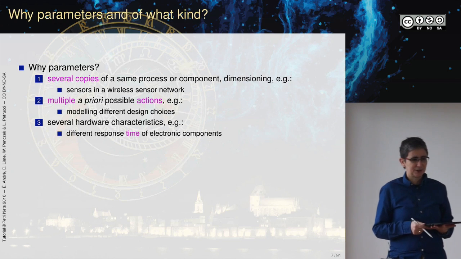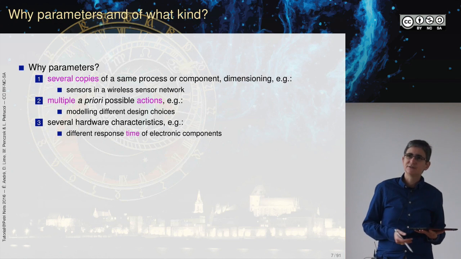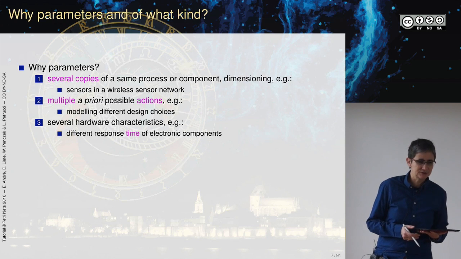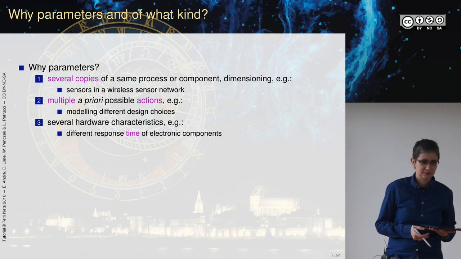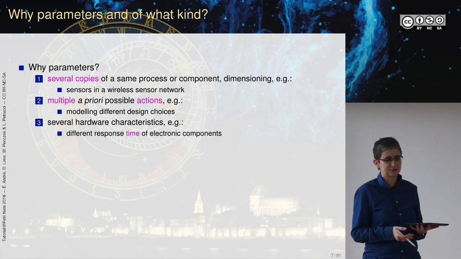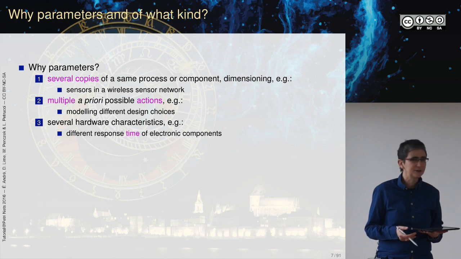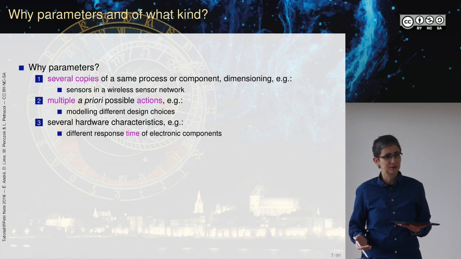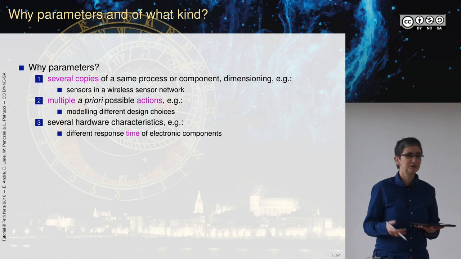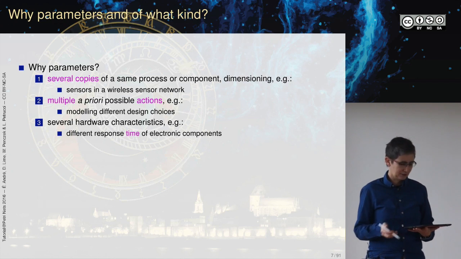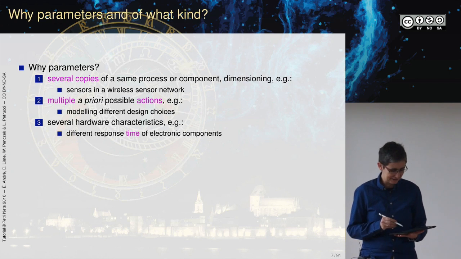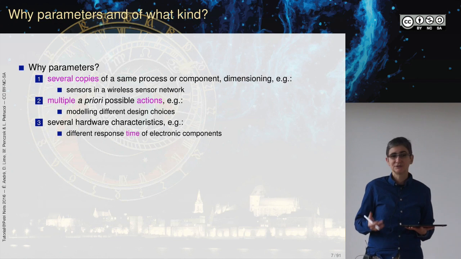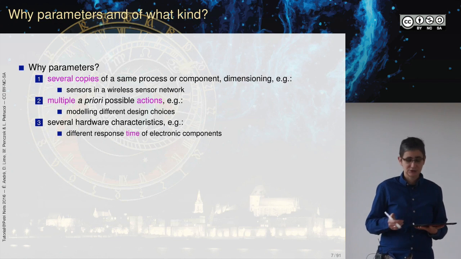Another case where parameters are useful is when you have several hardware components that have different characteristics, and you want to make choices as well. So for example, you have different response times for electronic components, and you want to know how it behaves with some response time or with another, and decide whether you use one component or the other. Maybe they're not the same price when you implement the system in reality afterwards, and you want to be aware of the properties of your system depending on which choice you make.